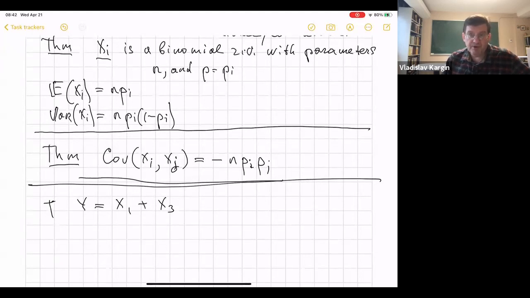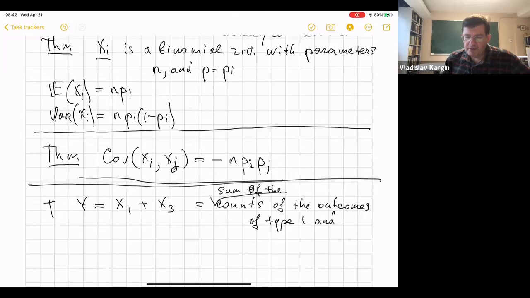So it's equal to the sum of the counts of the outcomes of type 1 and type 3. Now we can ask the question, what's the distribution of Y? And if you think about this, it's also a binomial random variable.